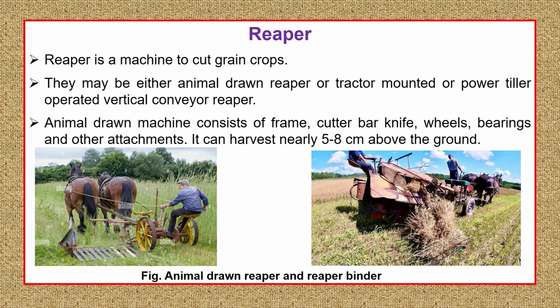This is also operated by a pair of horses. As the horses pull the equipment, the wheels will rotate, and this wheel will generate the required drive for performing cutting as well as binding operations. The cut crop will be carried into the binding unit, where they will make the bundles of harvested crop into convenient size.